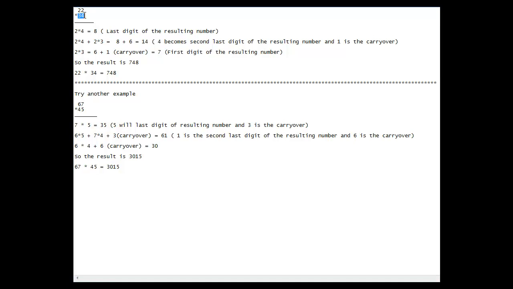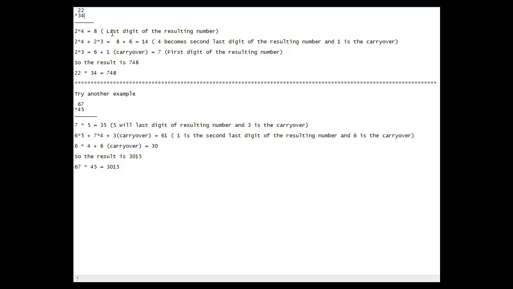So, in this particular technique, the first step is multiplying the last digits of the two numbers. In this case it is 2 and 4. So multiplying 2 and 4 is 8. So this 8 is the last digit of the resulting number.